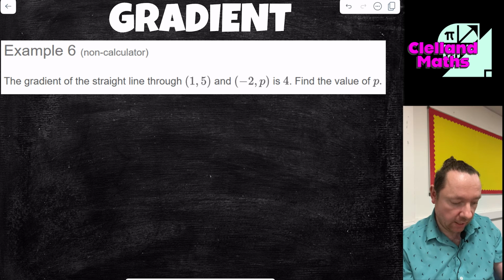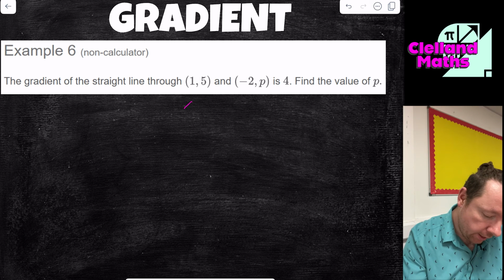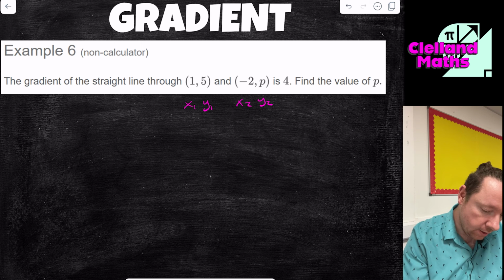Okay, example 6. The gradient of a straight line through (1, 5) and (minus 2, p) is 4. Find the value of p. So a little bit of problem solving here. x1, y1, x2 and y2. But don't be worried. We'll just sub it in.